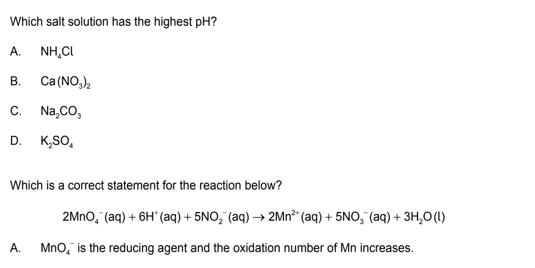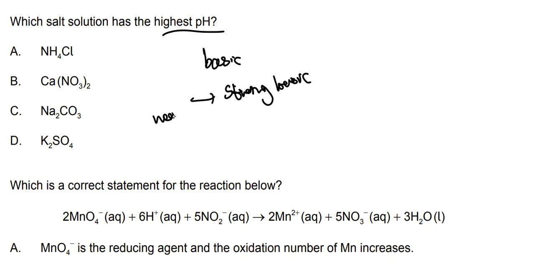Which salt solution has the highest pH? If we're looking at highest pH, we're going to have a basic solution. That means the conjugate base of something is strong. So a strong basic component comes from a weak acid. Here it looks like the ammonium part is from a weak base. So this is a strong acid part, so this is not going to be it. We have carbonate, carbonic acid, sulfuric acid is strong, so that's not going to be it.